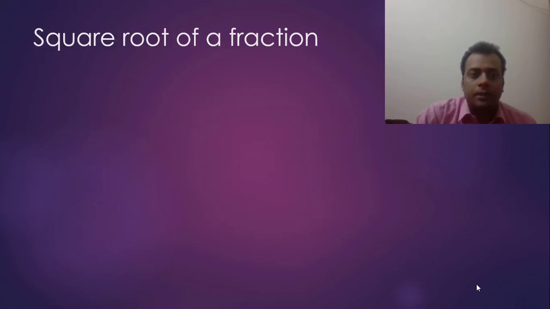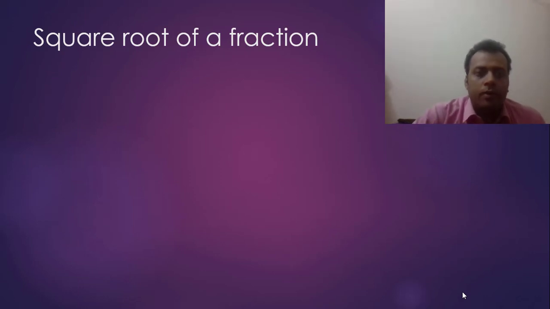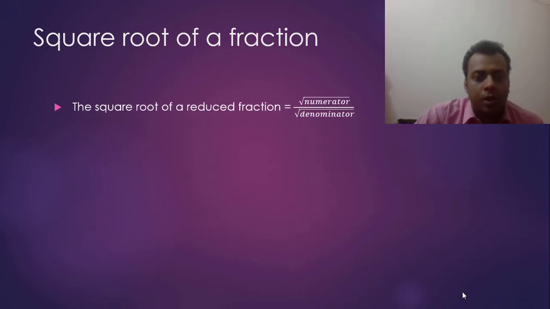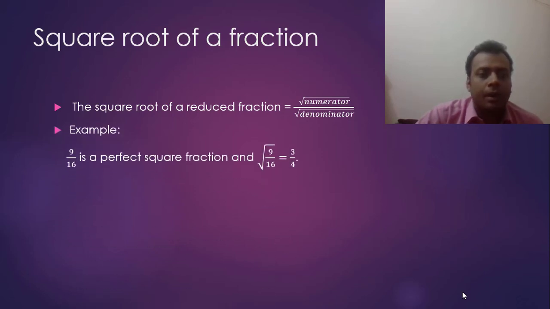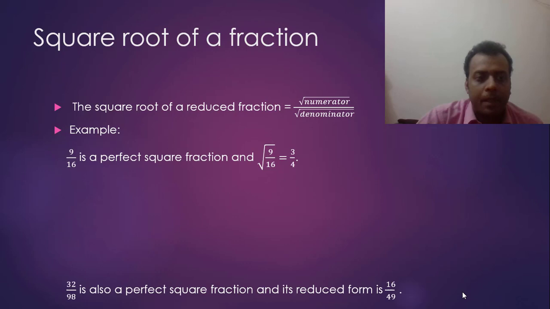Square root of a fraction. The square root of a reduced fraction is equal to the square root of the numerator divided by the square root of the denominator. For example, 9 by 16 is a perfect square fraction, and root over 9 by 16 is equal to 3 by 4. That is, root over 9 equals 3 and root over 16 equals 4. So root over 9 by 16 equals 3 by 4.